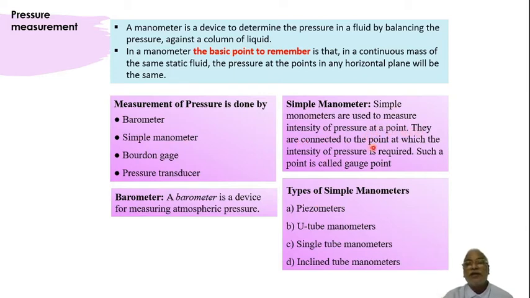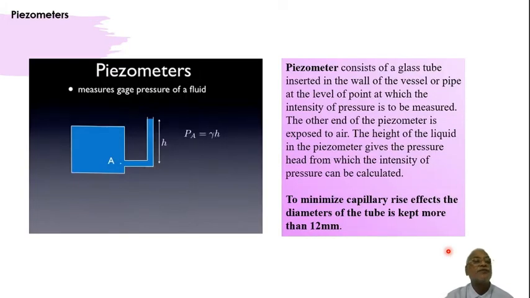They are connected to a point at which the intensity of pressure is required. Such a point is called the gauge point, meaning the point where the pressure is being measured. Now, types of simple manometers: we have piezometers, U-tube manometers, single tube manometers, and inclined tube manometers. We'll go into the details of all these manometers.